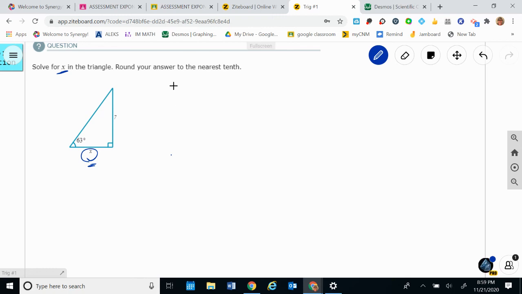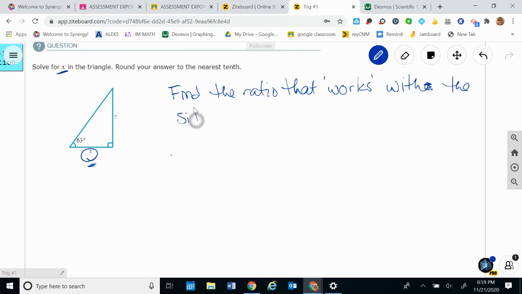What you're going to try to do is find the ratio that works with the sides given. So in other words, here I am at my angle, here I am standing, looking out this way. What sides are we talking about here? I have opposite and I'm looking for adjacent.